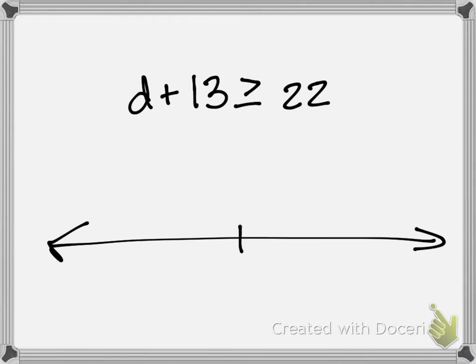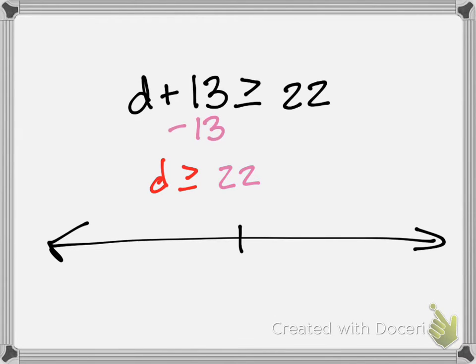I have this inequality. D plus 13 is greater than or equal to 22. How do I solve this? Carmen, how do I solve it? Nathan, what is it that I want to do? I want to isolate the variable. I want to get it to be D is greater than or equal to. How do I get it to D is greater than or equal to, Carmen? Excellent, I subtract 13. So I get D is greater than or equal to 22, right?